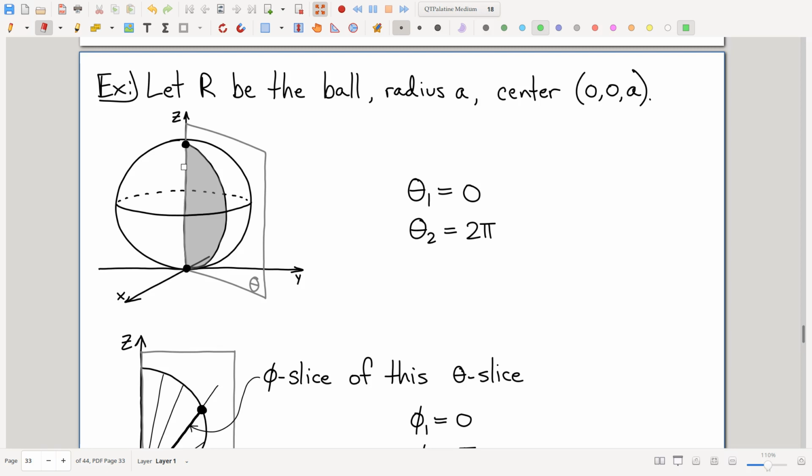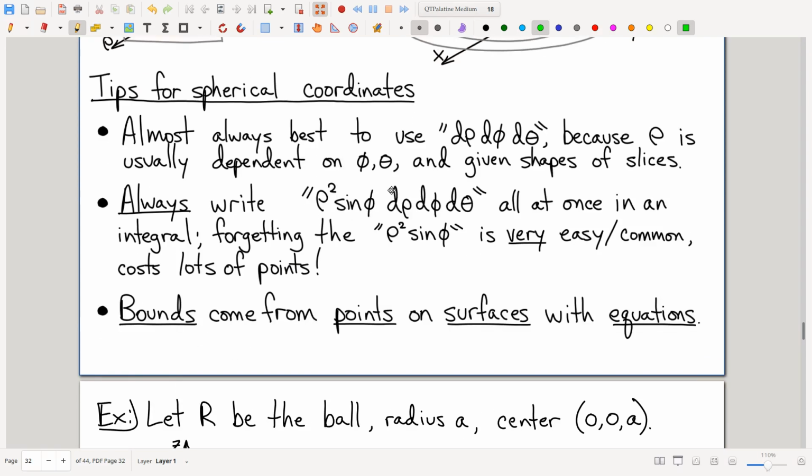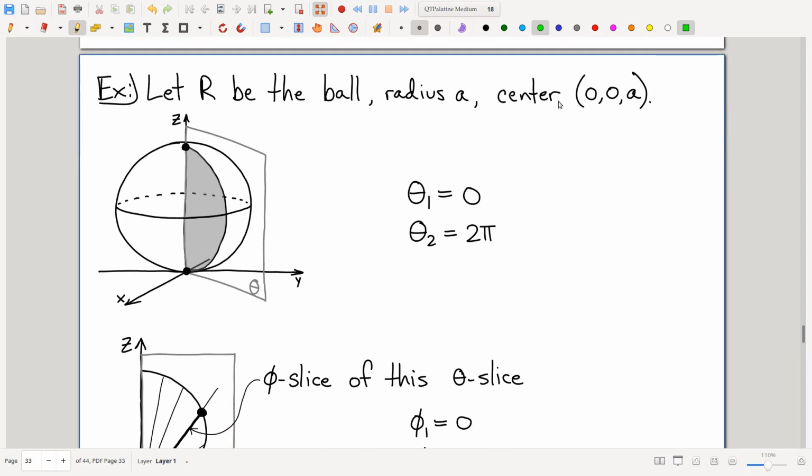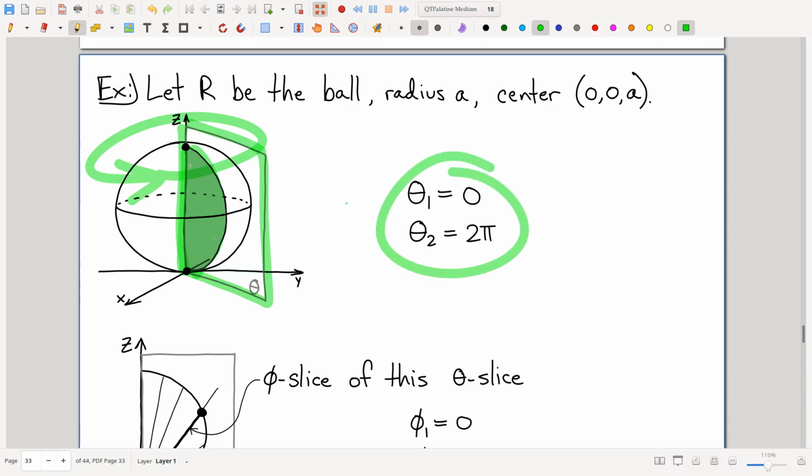Okay, so let's do our spherical slicing. Remember, with spherical slicing, we're always going to do theta first. Theta on the outside, that is. And theta slices look like this. On this ball in question, they have little cross sections that look like that. Geometrically, this goes all the way around: 0 to 2 pi. Just like always.